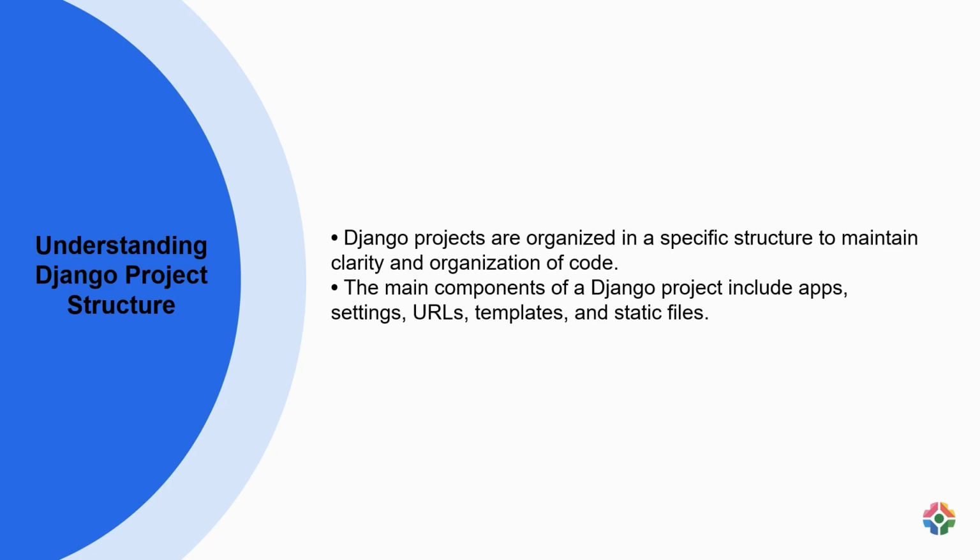For instance, a blog website may have apps for posts, comments, and users, each managing related features. Settings maintain database connections, while URLs direct requests to the appropriate views. Templates govern the user interface, dictating how data is displayed. Additionally, static files might store CSS files for styling the website.